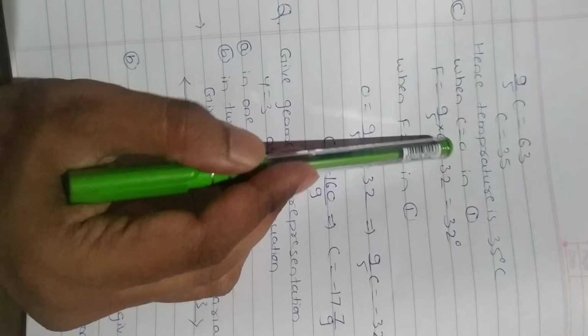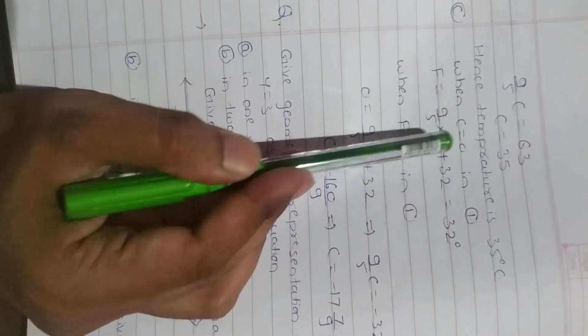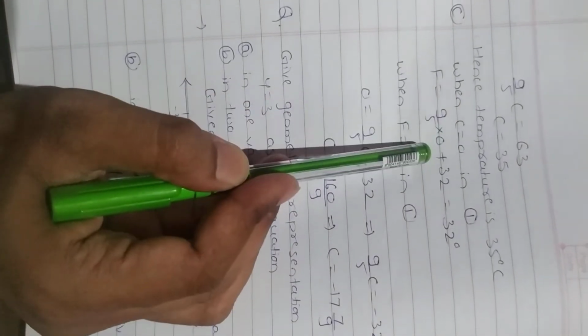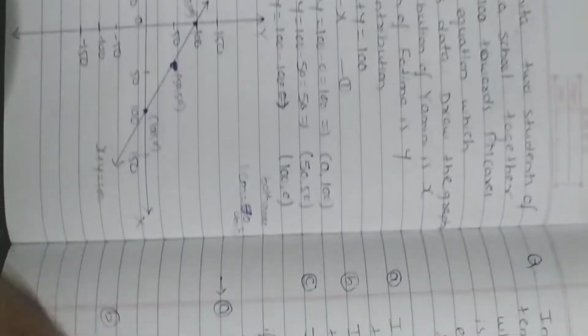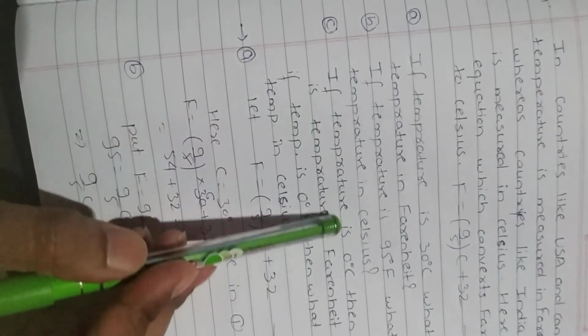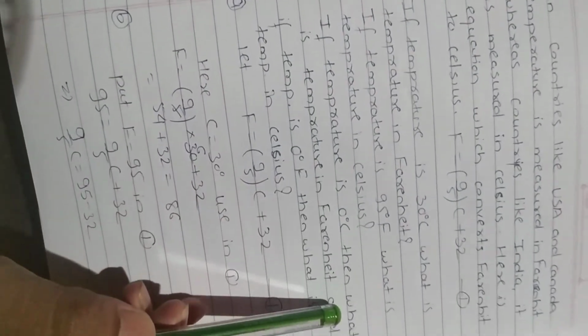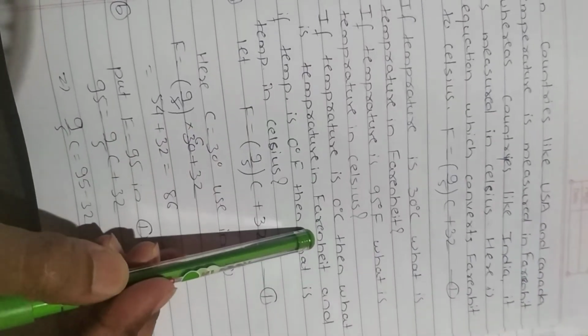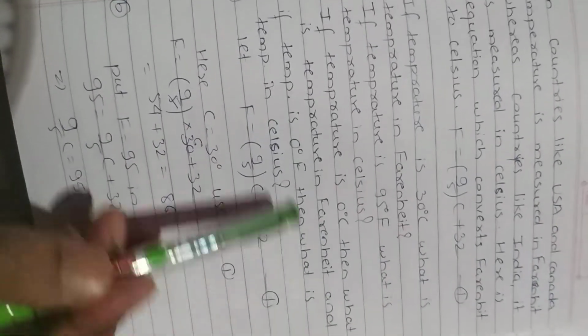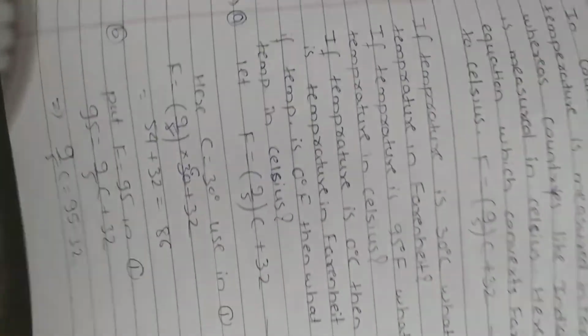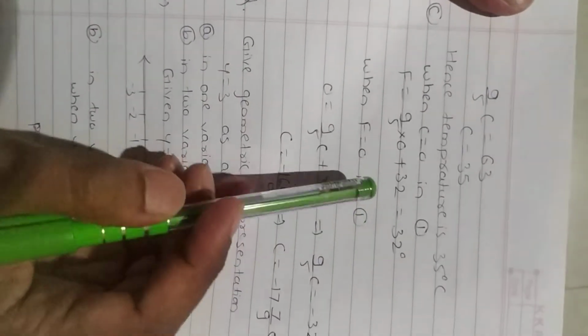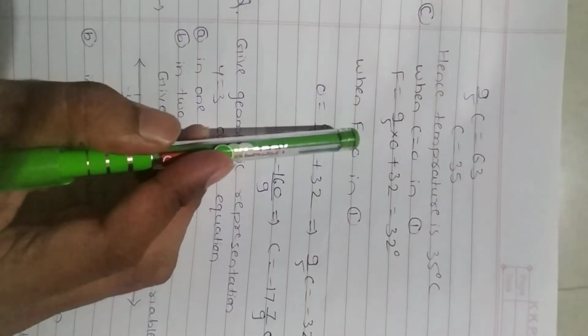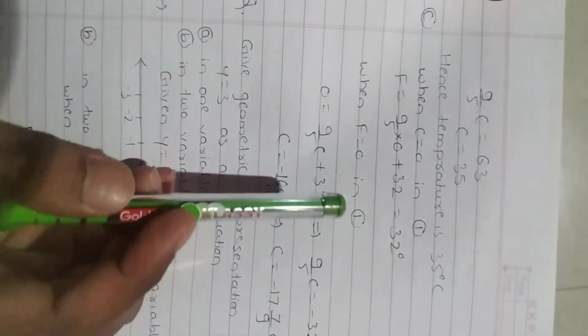Now when C is 0, again we put C as 0 in equation 1. Okay, our next question is this. If the temperature is 0 degrees Celsius, what will be the temperature in Fahrenheit, and vice versa? When the temperature is 0 degrees Fahrenheit, then what is the temperature in Celsius? So we use both the conditions. Once we put F equals 0 and next we put C equals 0.